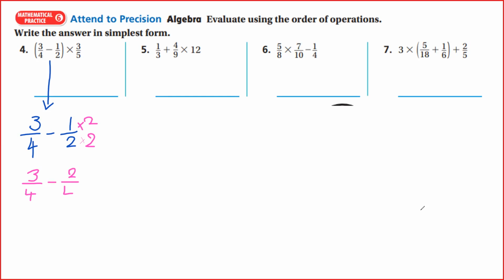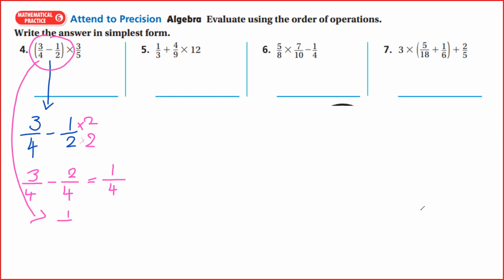Teacher, why by 2? Because I want to make them 4. How can I make 2 to be 4? By multiplying it by 2. Then yalla, Miriam, continue. 3 minus 2. 3 minus 2 is 1. 1 over what? Over 4. Bravo. So the answer here is what?